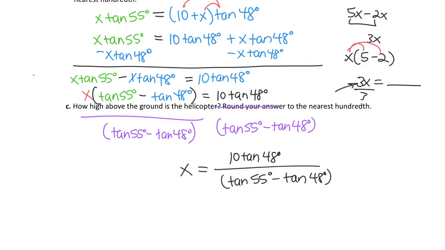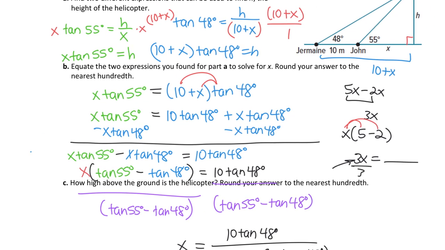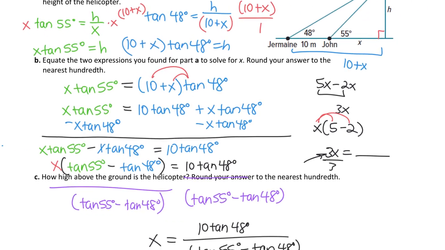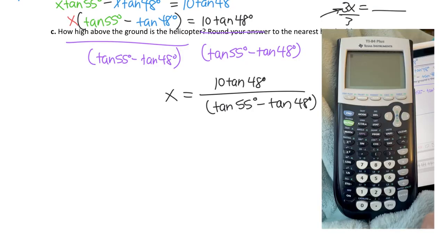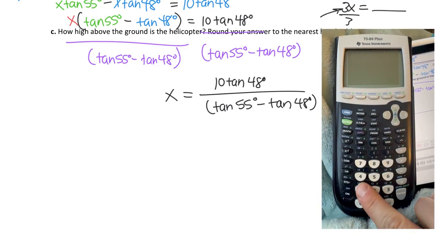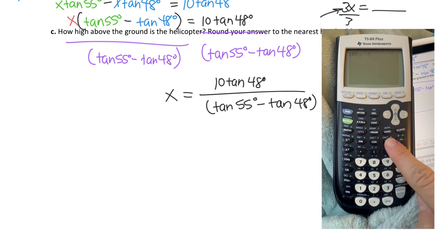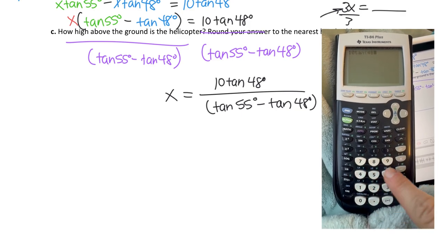So equals x. So that's my exact answer, but I am more interested in the final answer. So once we get this, we're still not quite done because that'll only give us x, but then we can use x to help us find h. So let's plug this in on the calculator. All right, so here on the calculator, I'm typing in 10 times the tangent of 48 degrees. And then I got that.